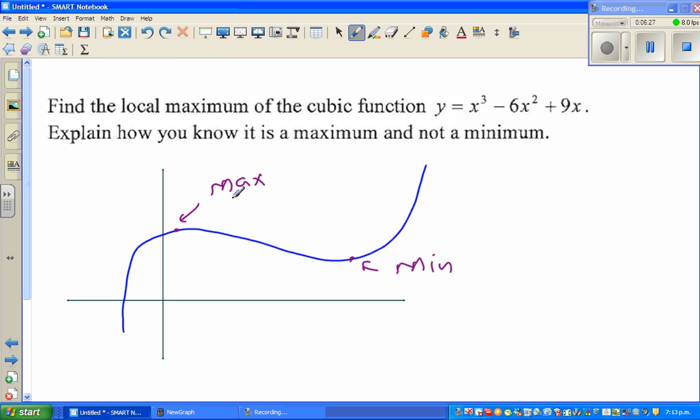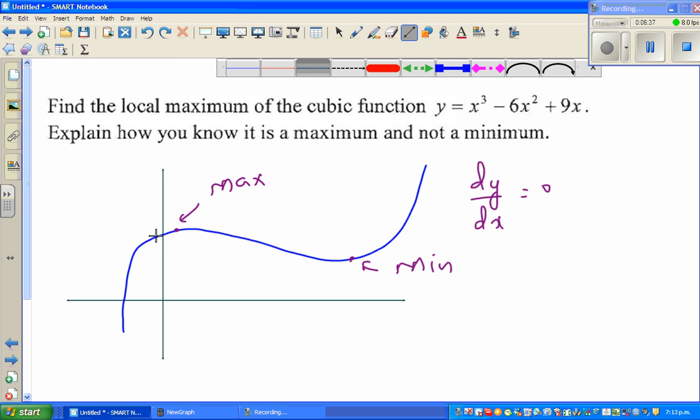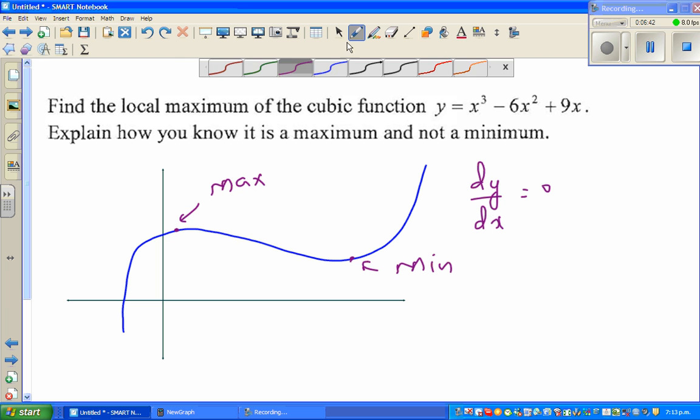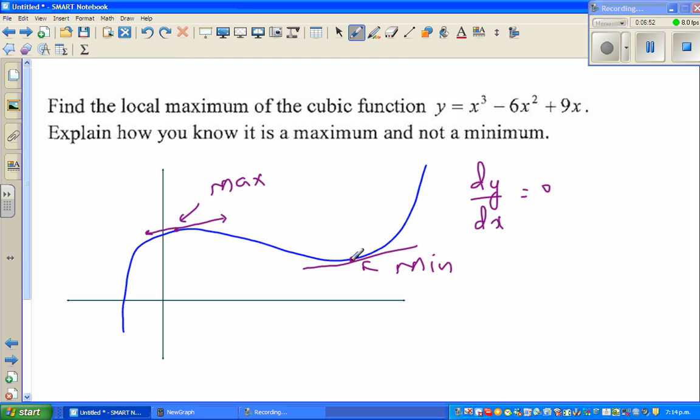You should know that at maximum or minimum, dy by dx is 0. That means if you draw a tangent at this point, I'll draw a rough tangent, a tangent at this point has a gradient of 0. Similarly, if you draw a tangent at this point, the gradient of this line is also 0. So at maximum or minimum, the gradient at that point is 0.